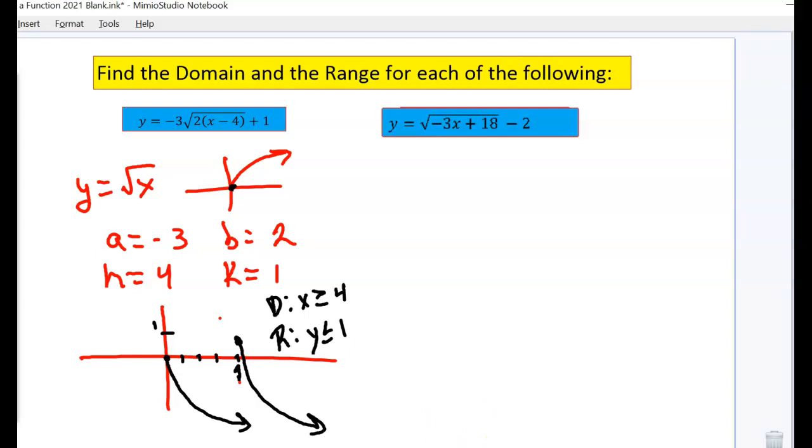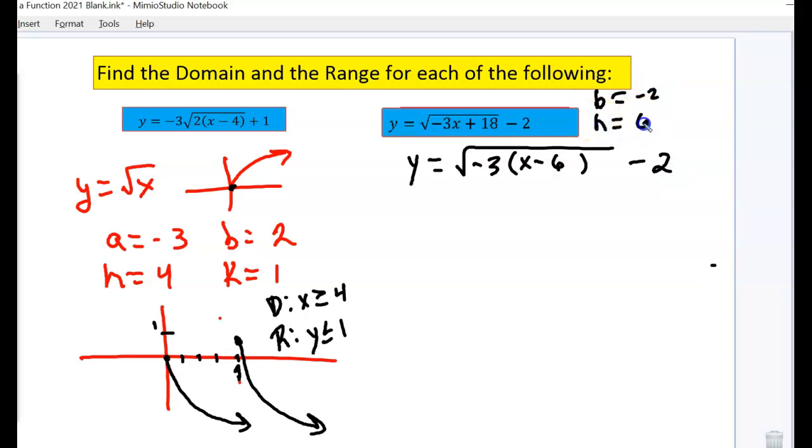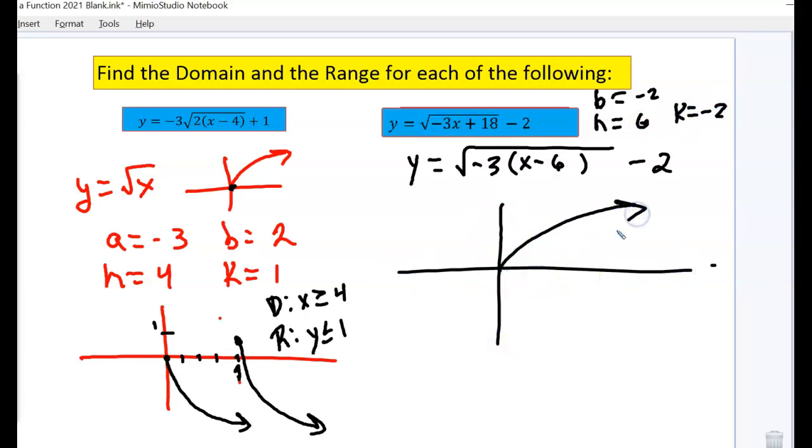For the second one, again, the first thing we need to do is factor a -3 out. So this is going to become x minus 6. So in this particular case, I have b is -3, h is 6, and k is -2. Again, our base function, root x, goes like this. Now our transformed -3 is going to flip it, and it's going to go this way across the y-axis because b is negative. B being 3 is only going to stretch it by a factor of 1/3.